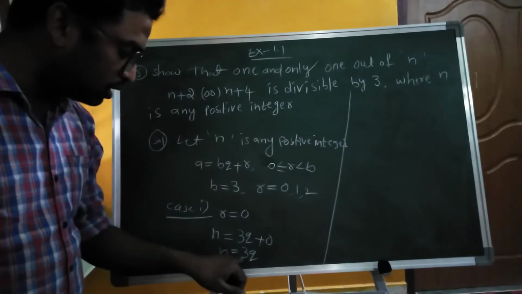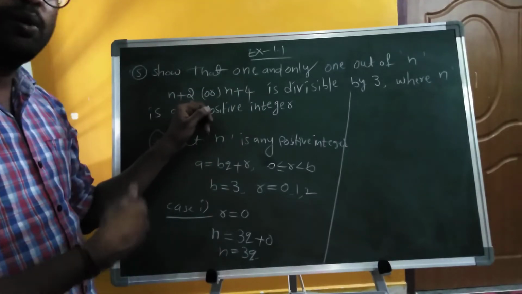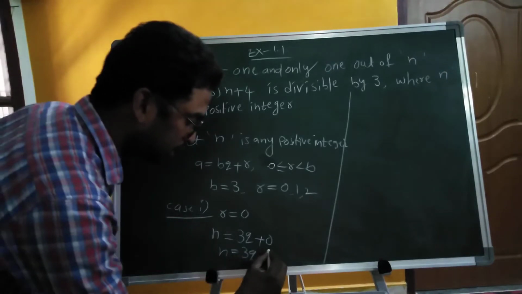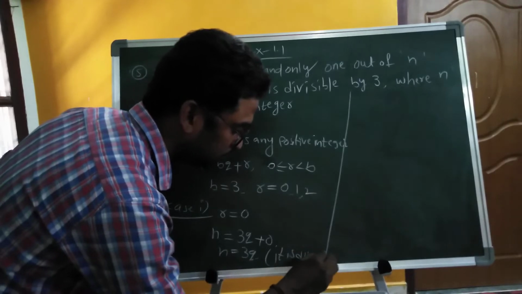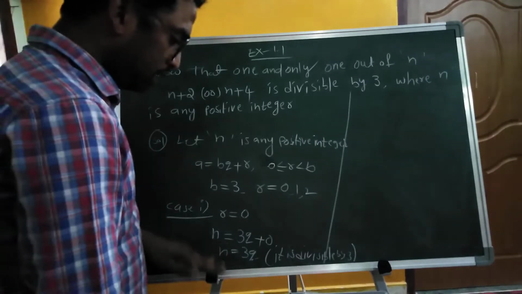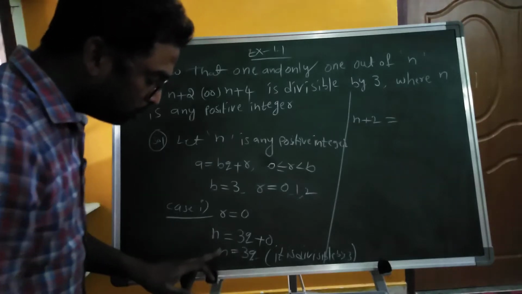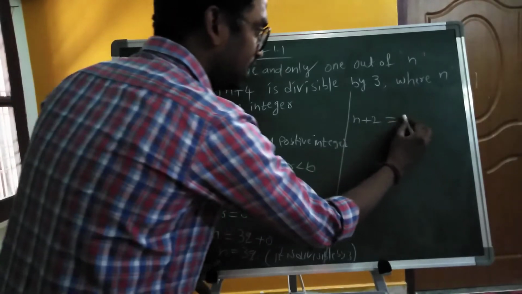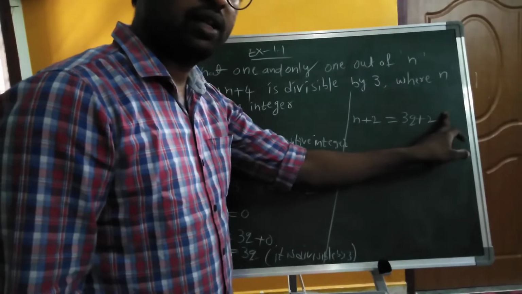Yes, n is equal to 3q, it is divisible by 3, and the remaining n plus 2 is not divisible by 3, and n plus 4 is also not divisible by 3. How? Let's see. So n is divisible by 3. Now check n plus 2, like adding 2 on both sides. That means n plus 2 is 3q plus 2. So it is not divisible by 3.